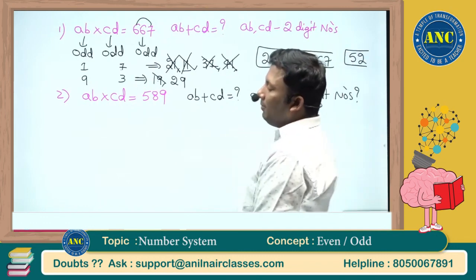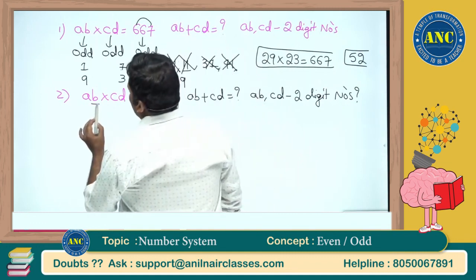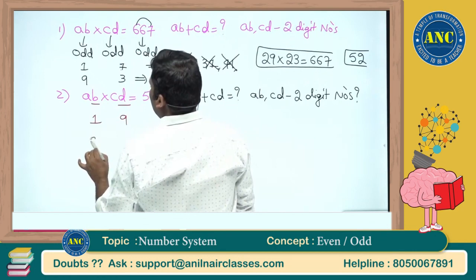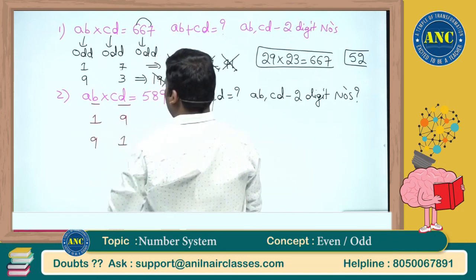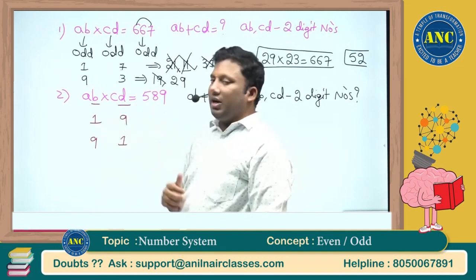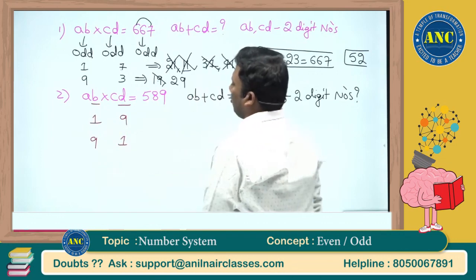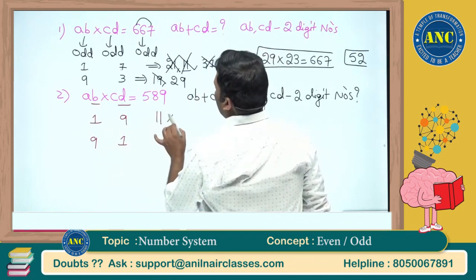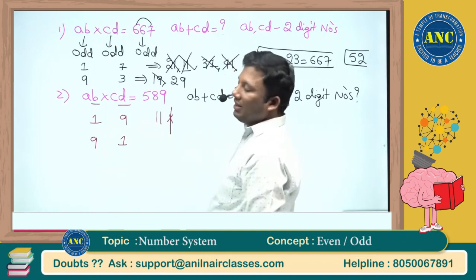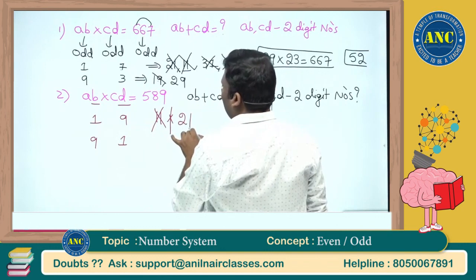Next one. AB into CD is 589. Here if it is 1, here it will be 9. Or here if it is 9, this will be 1. 10's complement. 1 and 9. We require 589. What is the smallest 2-digit number? 11. 11 is divisible. 11 5s are 55. 13 9. It is not divisible. Next is 21.